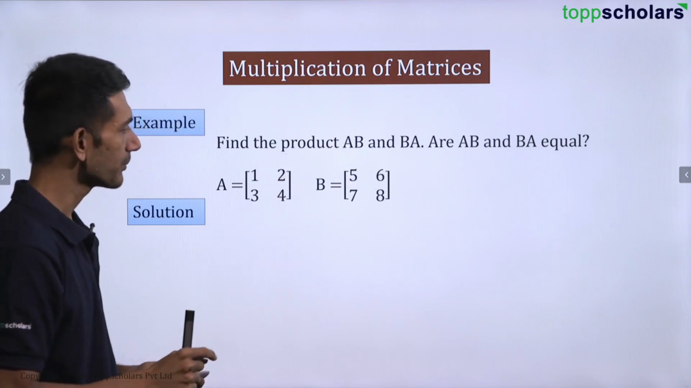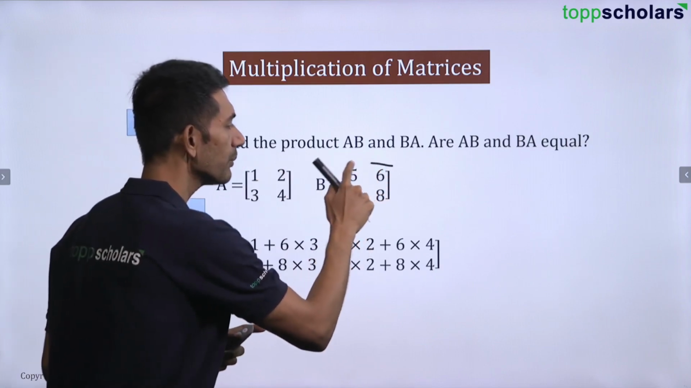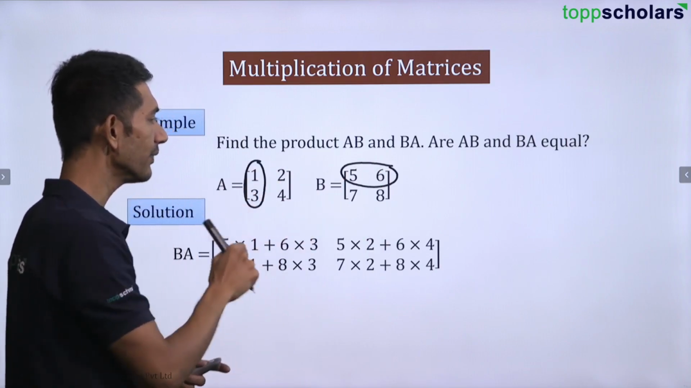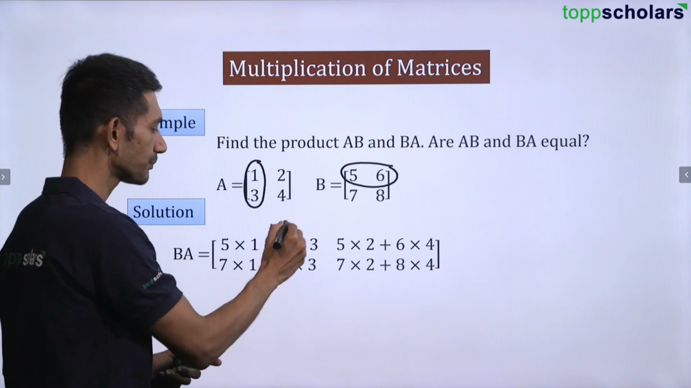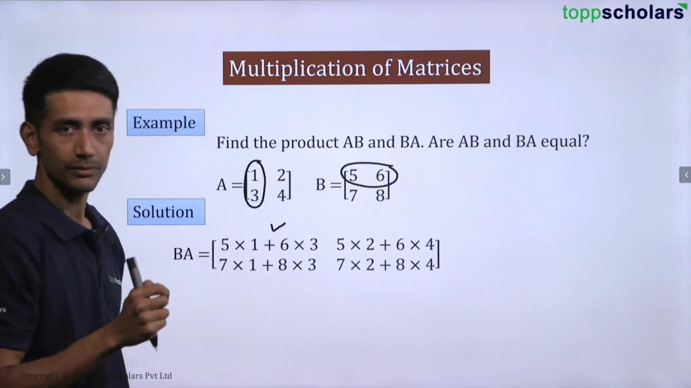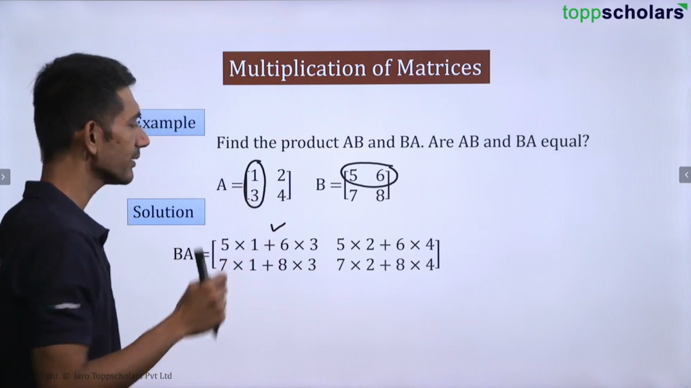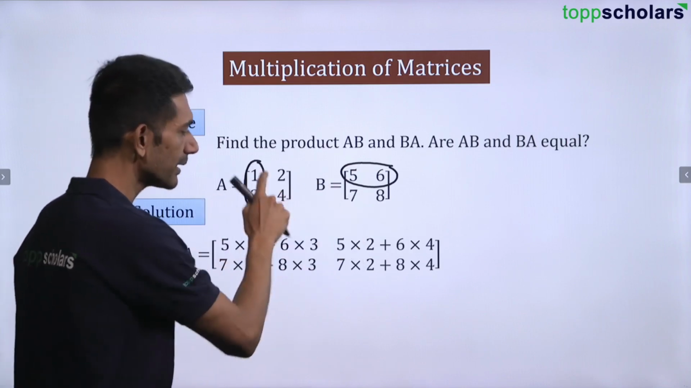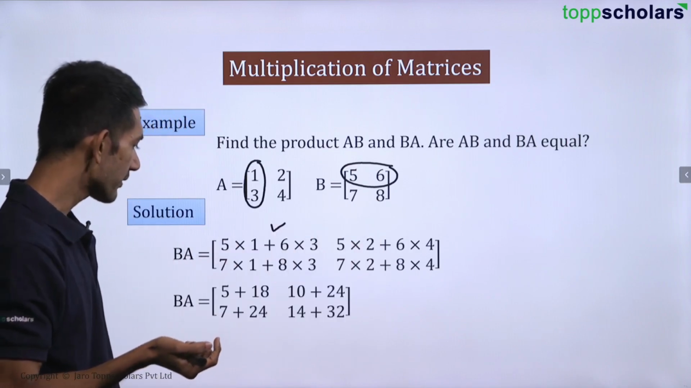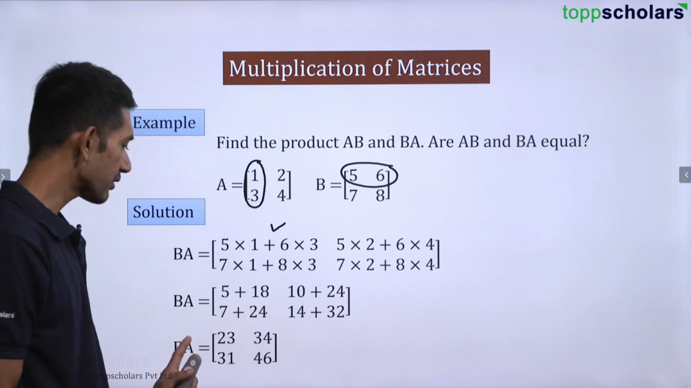Now let us talk about BA. So BA is B times A. So this will be your first row and this will be your first column, right? So 5 multiplied by 1 and 6 multiplied by 3 will come here. Then first row, second column. 5 multiplied by 2 and 6 multiplied by 4. Then second row, first column. 7 multiplied by 1 and 8 multiplied by 3. Second row, second column. 7 multiplied by 2 and 8 multiplied by 4. Corresponding elements. And you check, it is finally 23, 34, 31, 46. That is the product of BA.